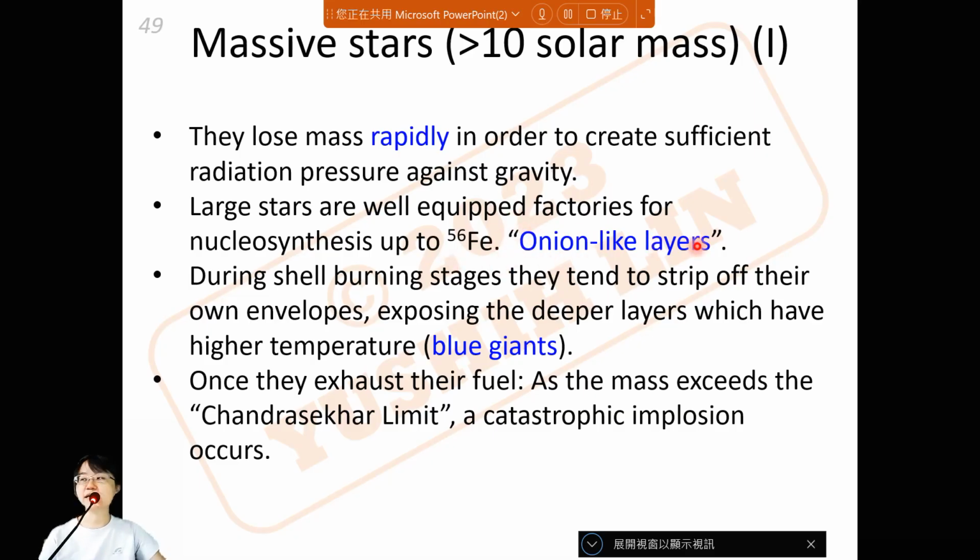They will have onion-like layers. And during shell burning stages, like our sun, when it expands, it will strip off their own envelope. Envelope means the outer part of a sun, exposing the deeper layer, which have higher temperature. This is the reason we call them blue giants. Red giants and blue giants, they are both at a shell burning stage. In the blue giant case, this will expose the internal layer. Once they exhaust their fuel, as the mass exceeds the Chandrasekhar limit, a catastrophic implosion occurs.